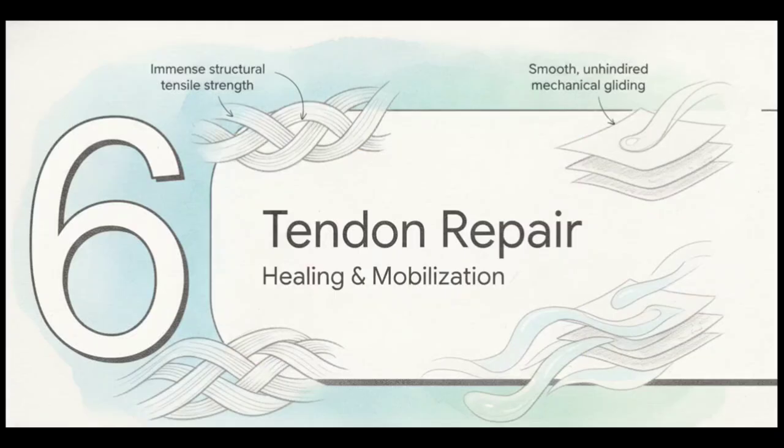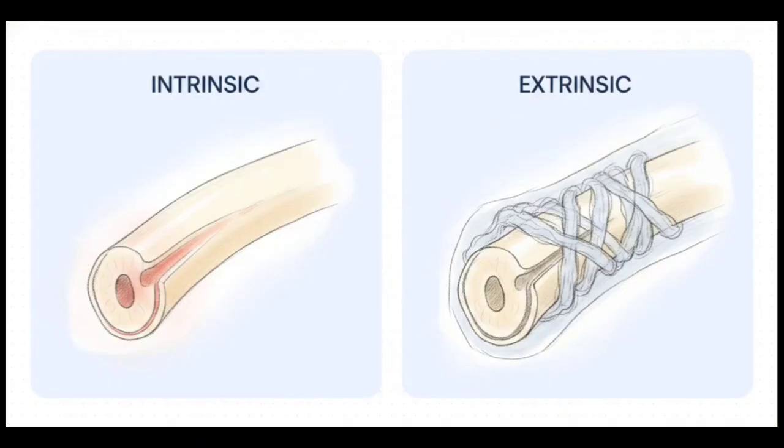And that brings us to Section 6, Tendon Repair and Mobilization. For our final specialized tissue, we're looking at tendons. Tendon healing is tricky because it has to perfectly balance two things: restoring immense structural tensile strength while maintaining smooth, unhindered mechanical gliding against surrounding tissues. It's essentially a battle between two competing biological mechanisms.